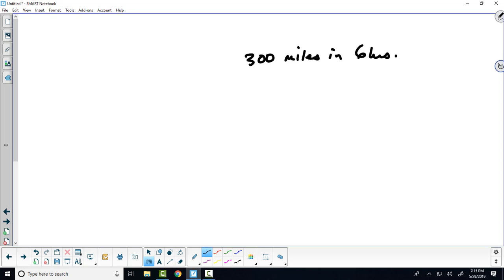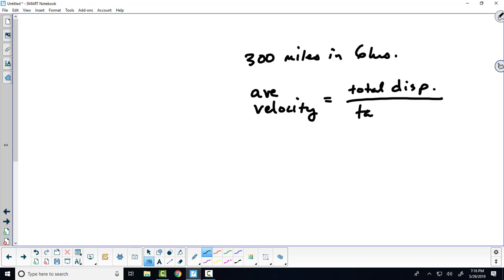So one way to answer the question is to say that we traveled on average 50 miles per hour, right? So we can always compute the average velocity by saying what is our total distance, I'll be a little more careful, total displacement over total time. Well, in this problem, we were displaced 300 miles over a time of 6 hours, which gives us 50.